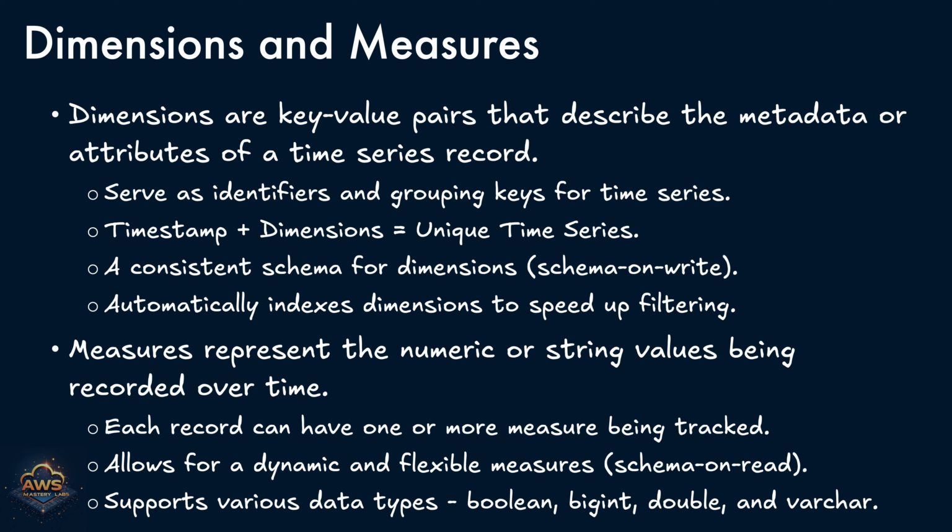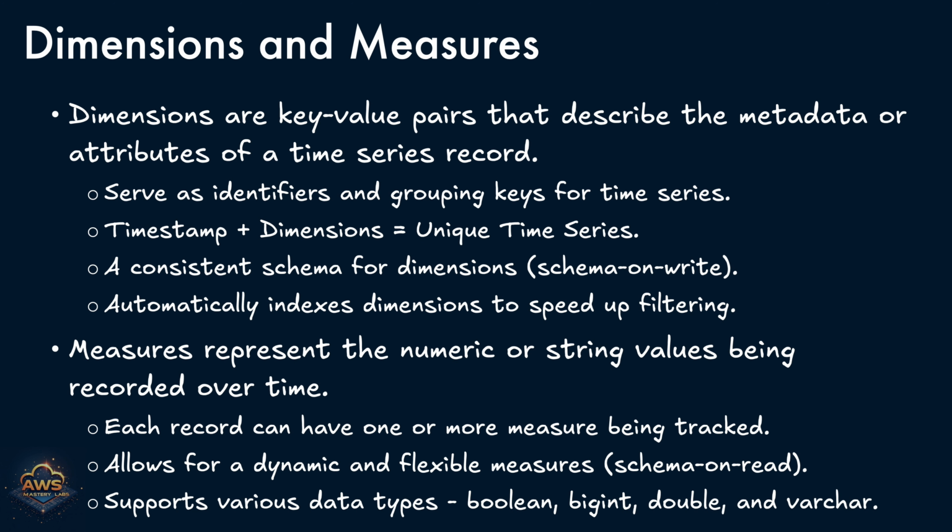In Amazon Timestream, dimensions and measures are foundational building blocks that define how your time series data is modeled, stored, and queried. Understanding the distinction between the two is essential for designing effective schemas and enabling fast, meaningful analytics. Let's start with dimensions. These are key value pairs that describe the metadata or context of a time series record. Think of them as the labels or tags attached to your data points, such as device ID, region, instance type, sensor ID, or application name.